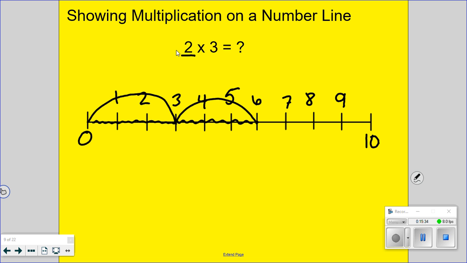Whatever number I land on is what 2 groups of 3 is equal to. Callie, what is 2 groups of 3 equal to? 6. Do we see I went one group of 3, another group of 3? If I went another group of 3, that would be 9.